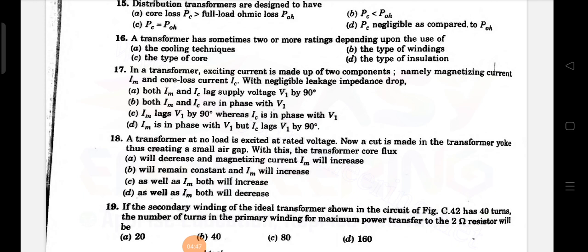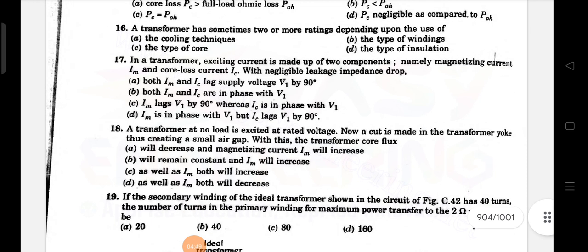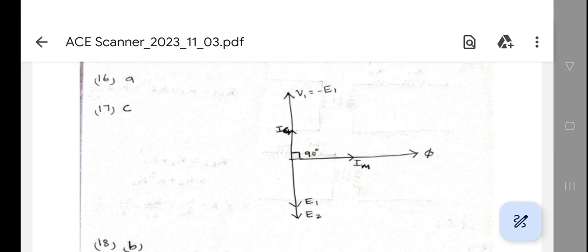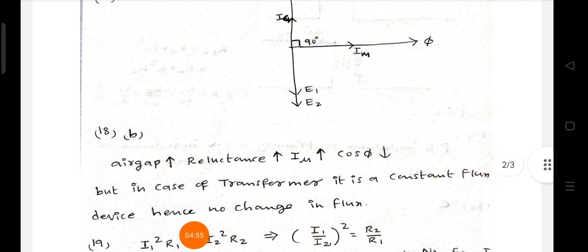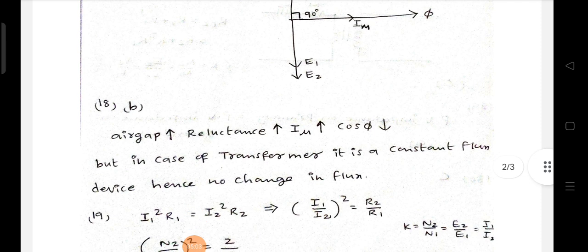That means flux remains constant, but in any machine when the air gap increases, the reluctance of the magnetic circuit also increases. When reluctance increases, the magnetizing component of current also increases, then power factor will be reduced. That means when air gap increases, indirectly flux decreases for the remaining machines, but a transformer is a constant flux device.